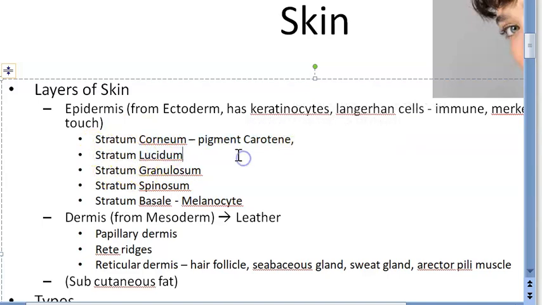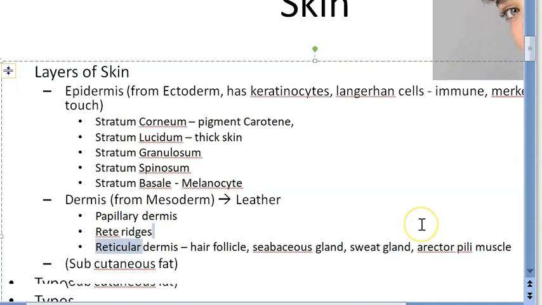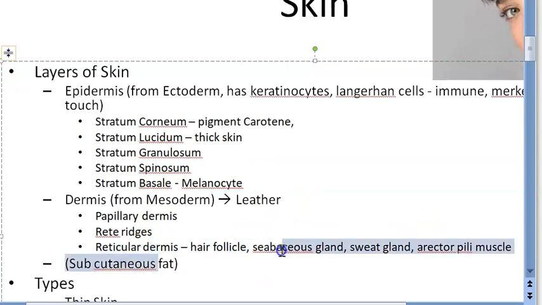Stratum lucidum, which is present in thick skin. Then you have the stratum granulosum, stratum spinosum, and then stratum basale, the lowest part of the epidermis. It will have these melanocytes, which make what? Melanin. Now, coming to dermis, this is the actual skin. It is of mesodermal origin, and it is actually called true skin. This is where we make hide leather from. It has papillary dermis, then you have the reticular dermis. Between these, you have what are called the rete ridges, right? The dermis is the one that has your hair follicles, sebaceous glands, sweat glands, the erector pili muscle, etc.